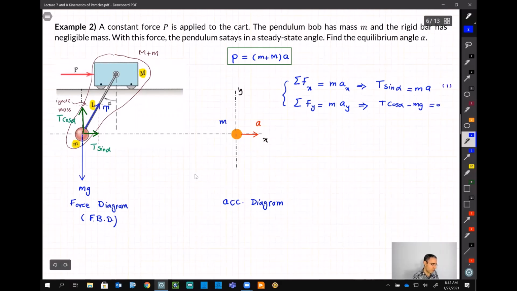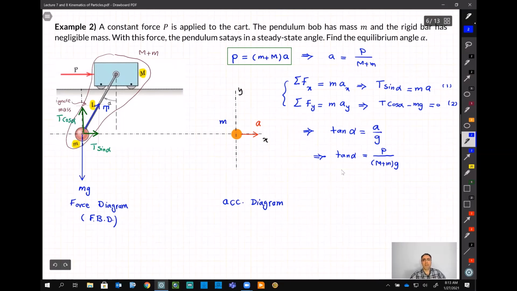So if I divide equation 1 by 2, what do I get? I get tangent alpha is equal to, the m goes away, a over g. And we already found a, right? From the one at the top, we know a is equal to P over M plus m. So let's put it there. Tangent alpha is equal to P over (M plus m) g.